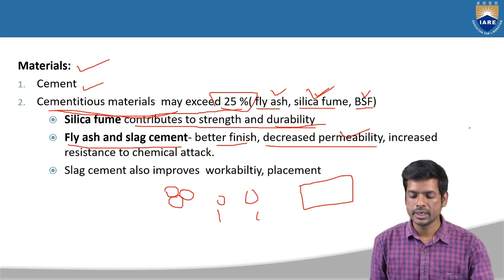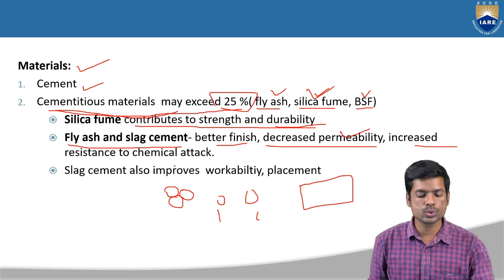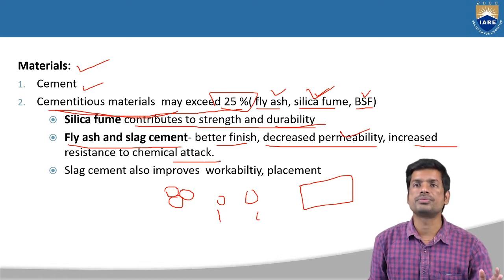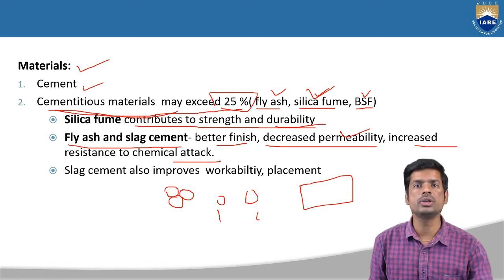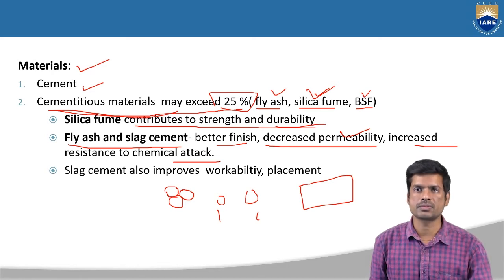Next, increased resistance to chemical attack. This fly ash or slag cement is going to resist the chemicals, because fly ash is already obtained from burning at high temperatures, so that is why it is going to resist chemical attack also.